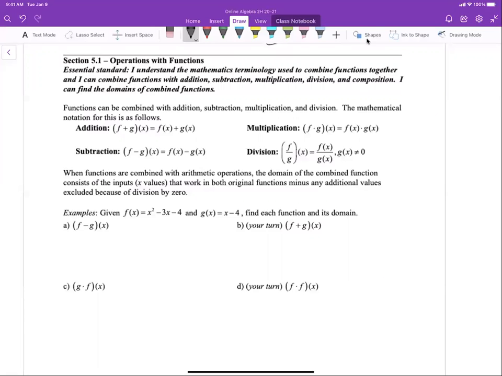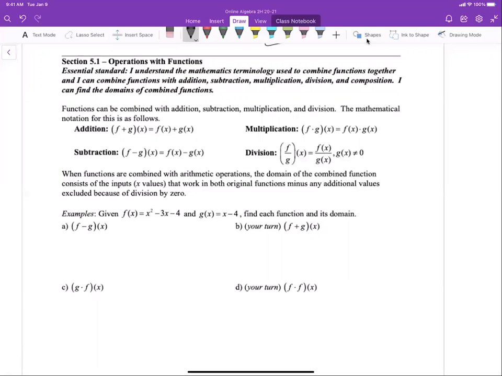All right, this is lecture 5.1, operations with functions. The essential standards. I can understand the mathematical terminology used to combine functions together, and I can combine functions with addition, subtraction, multiplication, division, and composition. I can find the domain of those combined functions. Okay, we're going to do composition at a later date.